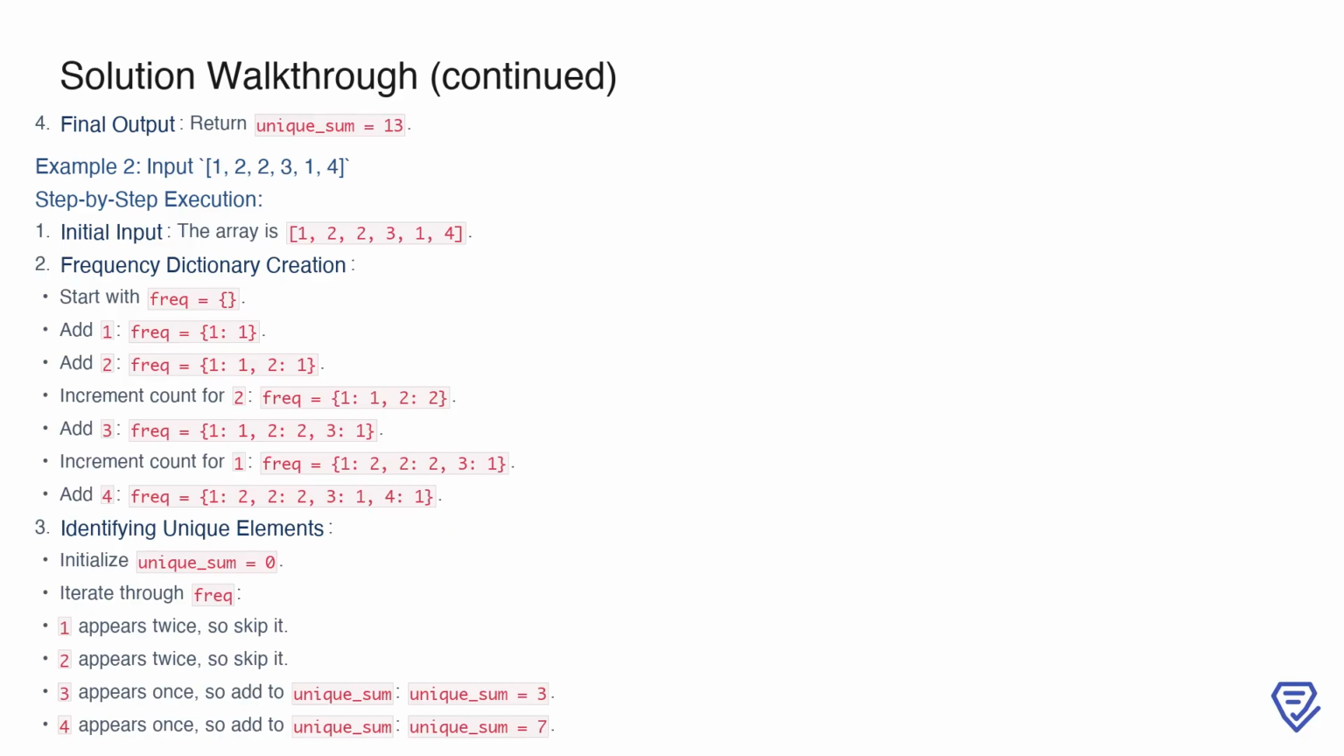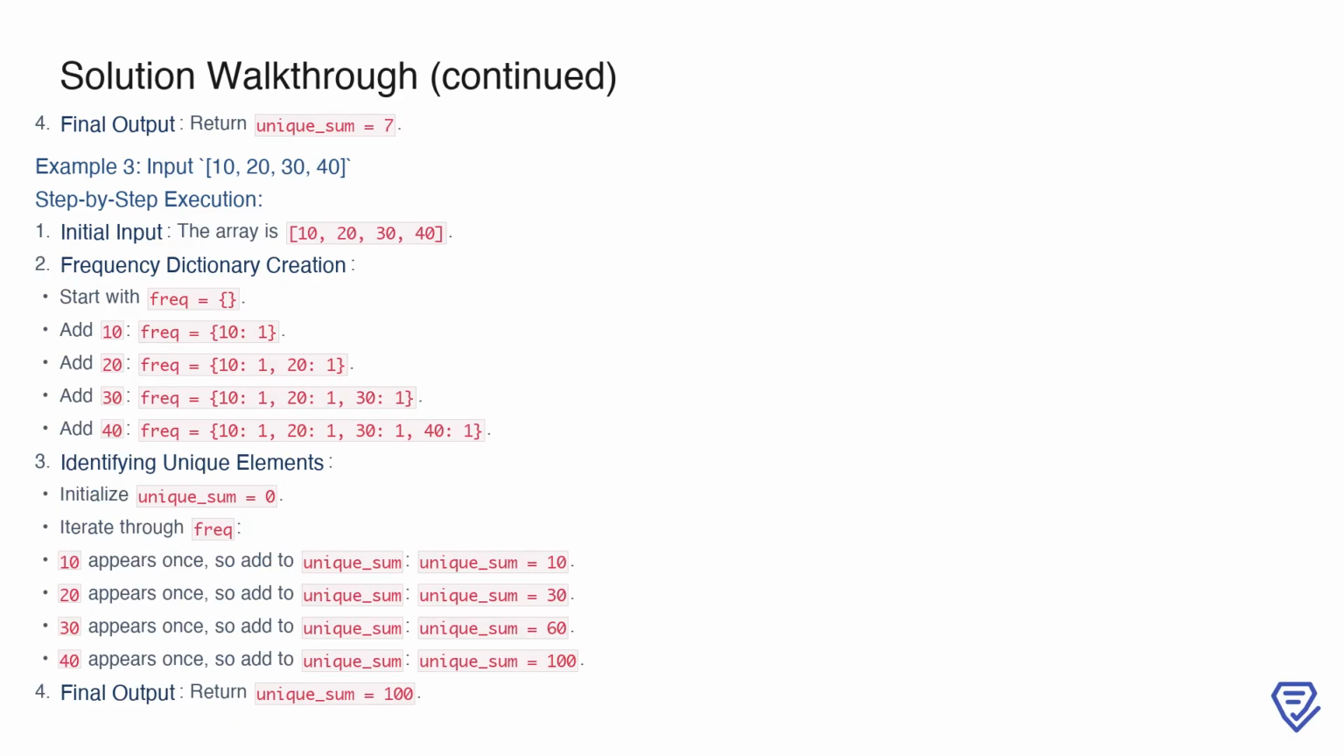Finally, adding 4 results in {1: 2, 2: 2, 3: 1, 4: 1}. To identify unique elements, we initialize unique_sum as 0 and iterate through the frequency dictionary. Both 1 and 2 appear more than once, so we skip them. 3, which appears once, is added to unique_sum, making it 3. Similarly, 4 is added, resulting in a final unique_sum of 7. Returning the output for the second example, we get unique_sum equals 7.